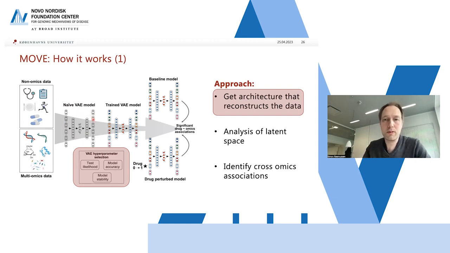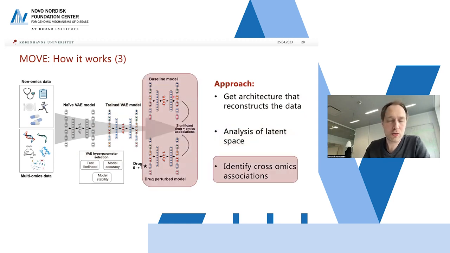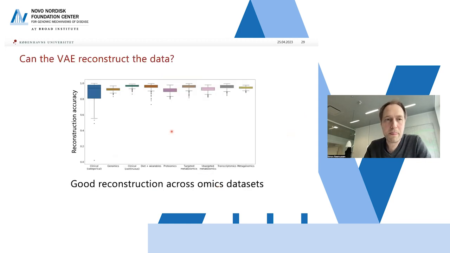So what we do first is that we have this methodology, and we will not go into detail, to set up what the architecture should be, how the network should look, so that we can train a VAE model that can actually learn the data. Second, we do some analysis of the latent space. And the third part, which took us quite some time to come up with, is these virtual perturbations we use to identify cross-omics associations.